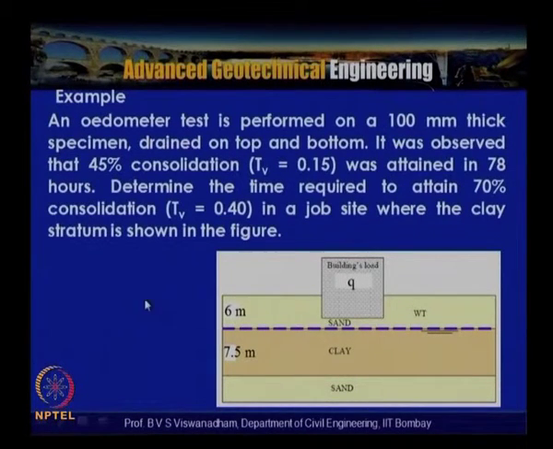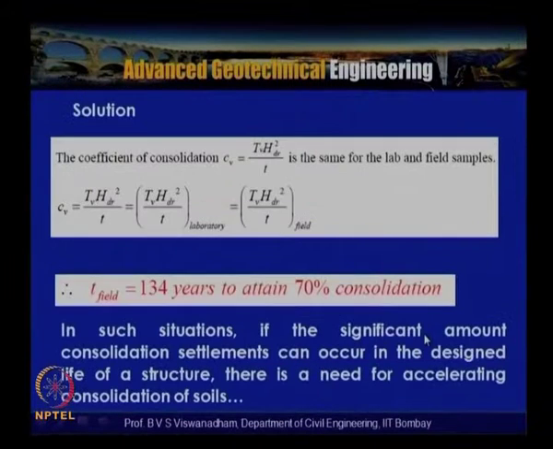So, we have a sand layer at the top and bottom, and the clay layer at the center here, which is 7.5 meters in thickness, and let us assume that one dimensional consolidation is valid here, and there is a building load which imposes a certain amount of delta sigma on the soil. So, this is the water table location here. What we need to find out is the time it takes in the field.